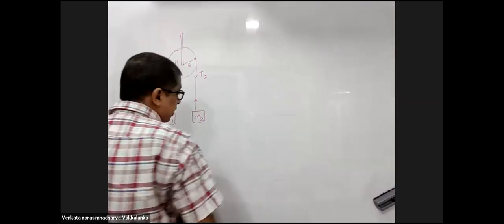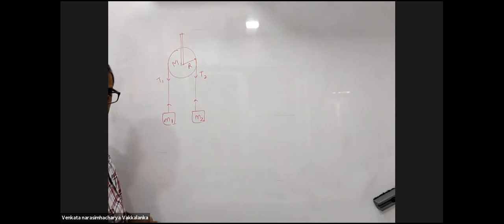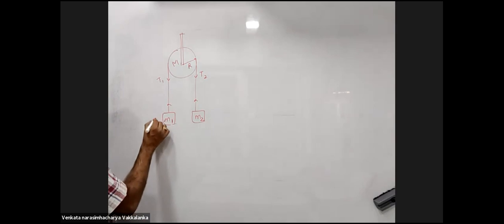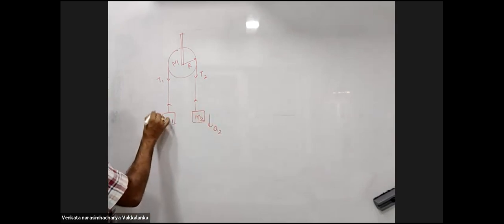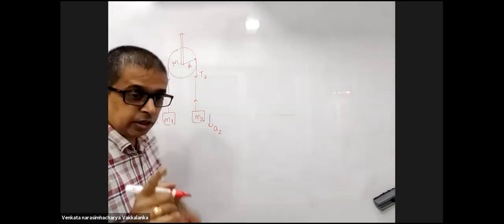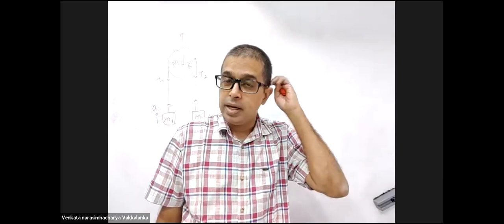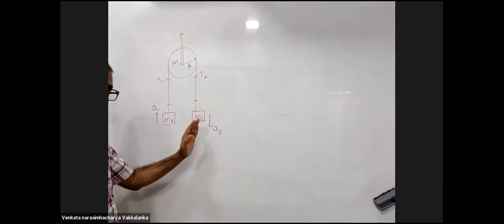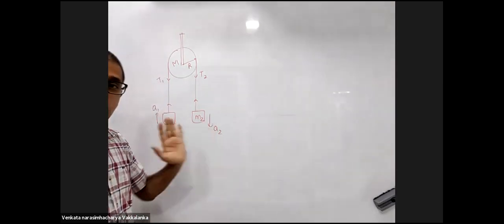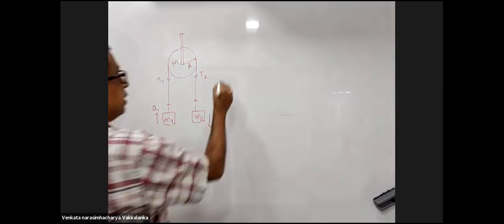Then look at your dynamic equations. Translational dynamic equation, rotational dynamic equation. I will take M2 in the downward direction, M1 in the upward direction. You have made an assumption. You may be wrong. M2 may be in the upward direction. Who knows? But once you make an assumption, stick to it till the end of the problem. Right?